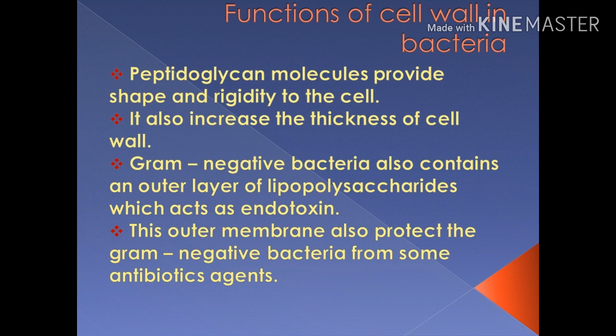The gram-negative bacterial cell wall contains the outer membrane. The gram-positive bacterial cell wall does not contain the outer membrane. And there is a difference in the amount of peptidoglycan: a thin layer is present in the gram-negative and a thick layer is present in the gram-positive bacteria.